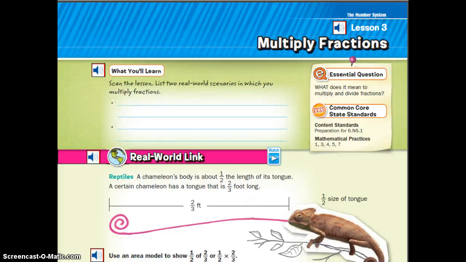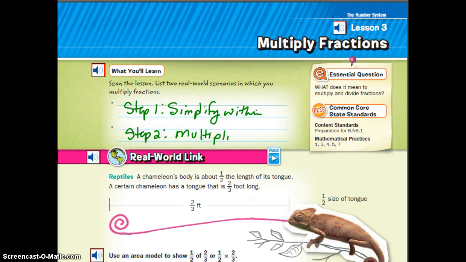Alright, we're on Chapter 4, Lesson 3, Multiplying Fractions. Please turn to page 273. Alright, multiplying fractions, it's easy. Step 1, simplify within the problem. And then step 2 is multiply across.